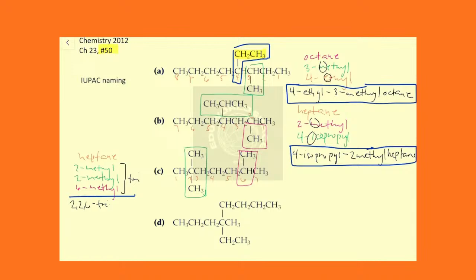Okay, let's find the longest chain. This looks like it's going to be our longest chain, right? Okay, so again, we count from left and then count from the right and compare. 1, 2, 3, 4, 5, 6, 7, 8, and then 1, 2, 3, 4, 5, 6, 7, 8.